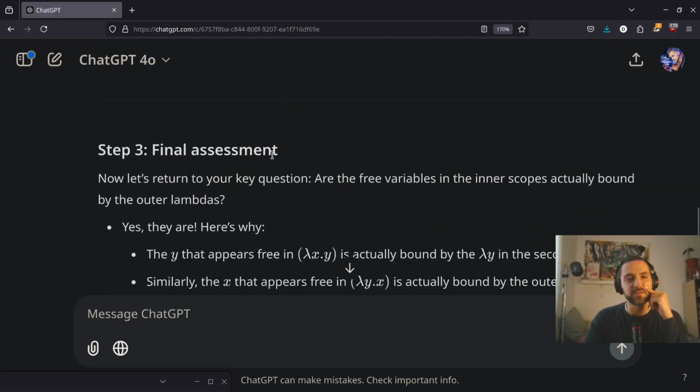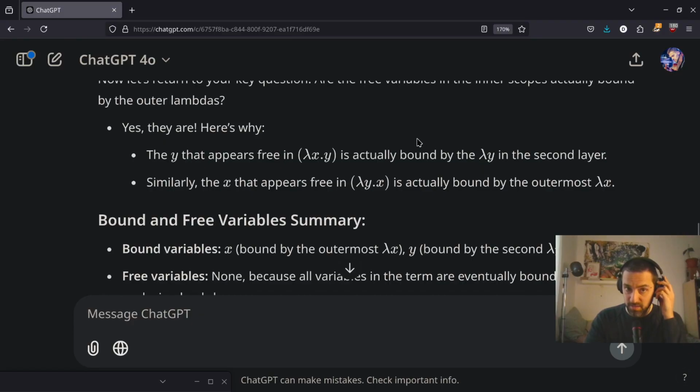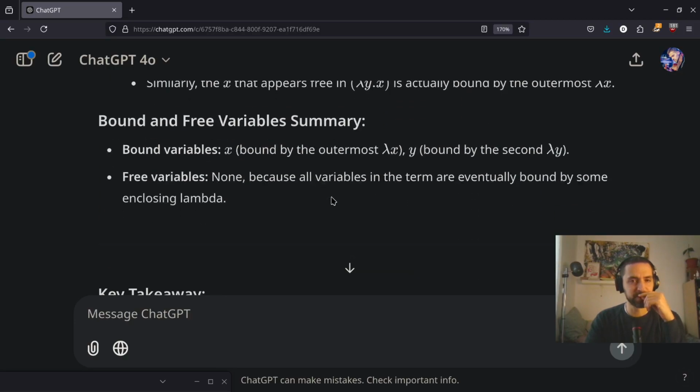Final assessment. Okay, now let's return to your key question. Are the free variables in the inner scopes actually bound by the outer lambdas? Yes, they are. The y that appears free in lambda x dot y is actually bound by the lambda y in the second layer. Similarly, the x that appears free in lambda y dot x is actually bound by the outermost lambda x. So bound variables: x bound by the outermost lambda x, y bound by the second lambda y. Free variables: none.